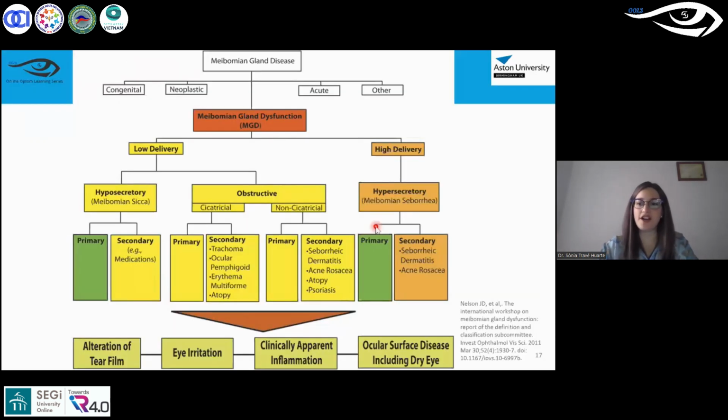Perfect. So at the international workshop in 2011, they created a diagnostic flow of the types of meibomian gland disease that we have. So working here in meibomian gland dysfunction, we have two different stages.